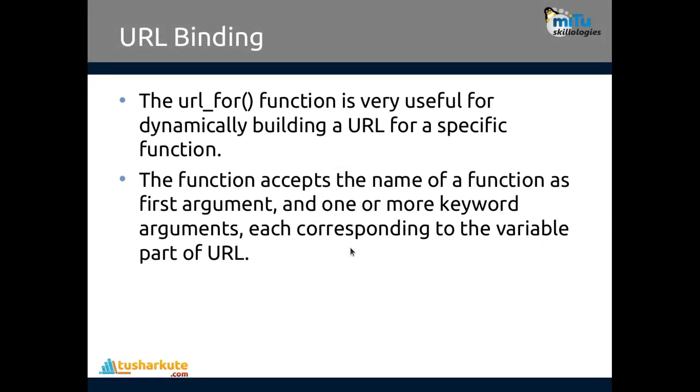The url_for function is very useful for dynamically binding a URL for a specific function. The function accepts the name of the function as the first argument and one or more keyword arguments, each corresponding to the variable part of the URL. So let's see how to make use of the url_for and the redirect function. It's very interesting to see when you have to combine multiple pages, or when you have to redirect the control from one page to another page, we'll be making use of the URL binding concept effectively.